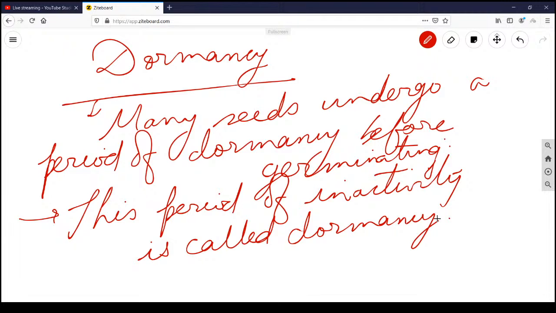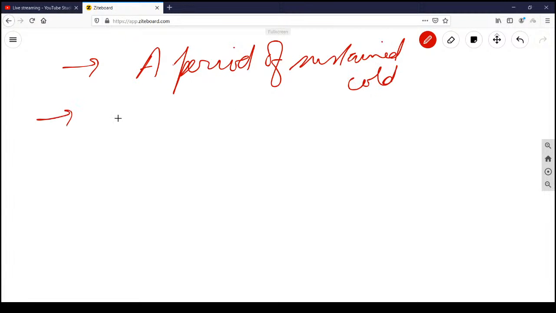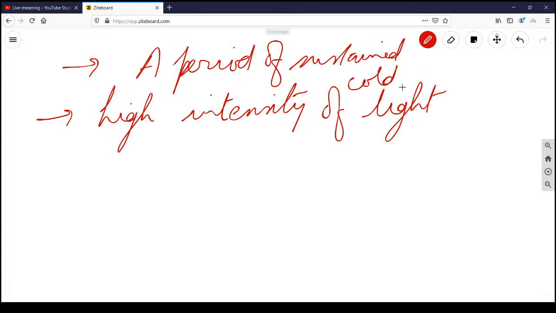Now, what kind of periods can induce dormancy? A period of sustained cold can induce dormancy. Next, a set period of time, which will also allow certain extremely slow chemical processes to occur. Then a certain amount of light above a given intensity, high intensity of light. Then partial breakdown of the seed coat, which is the testa. The heat of a flash fire, anything can cause dormancy to begin. So these are the things that pertain to the dormancy of a seed, right?